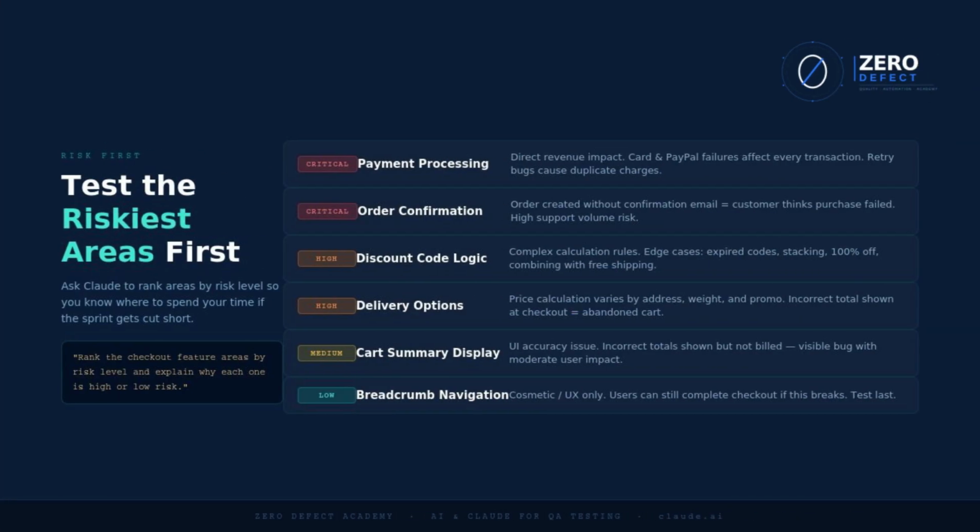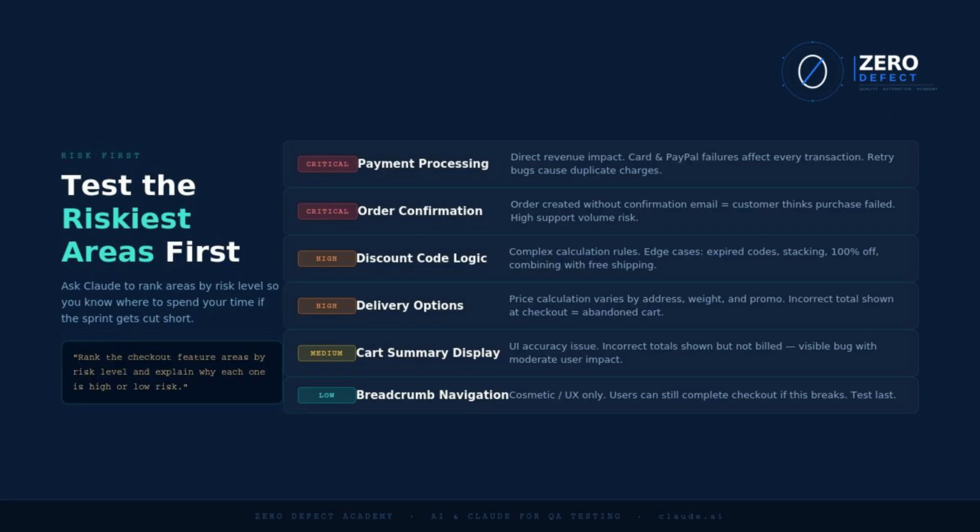This slide is the most valuable thing Claude produces in the whole test plan. Risk ranking, payment processing, critical. Direct revenue impact, duplicate charge risk, affects every single transaction. Order confirmation, critical. If the email doesn't send and the order still gets created, users think the purchase failed, they try again, and your support queue explodes.